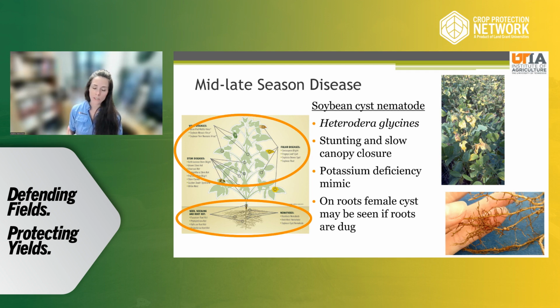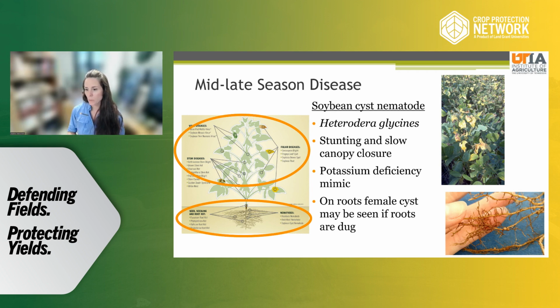But at high enough populations, and in susceptible varieties, you may see stunting, slow canopy closure, or symptoms that look very much like potassium deficiency or other nutrient deficiencies, as pictured in white, where the edges of the leaves yellow. The bottom right of the screen shows some soybean roots. You can dig roots out very carefully and wash them in one or two buckets of water with a little soapy water. You want to be gentle with the roots as you clean them off, because the soybean cysts with female bodies can fall off the roots.